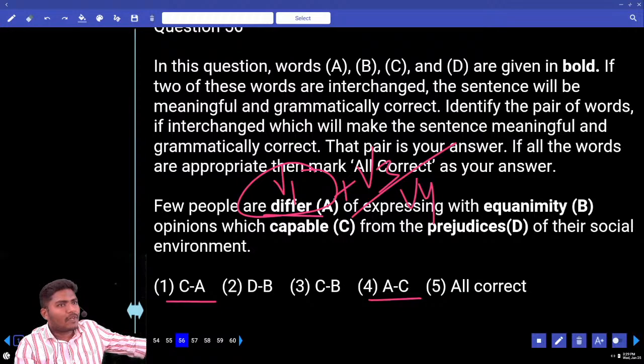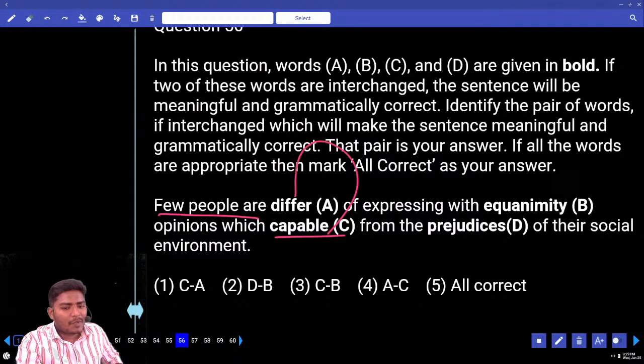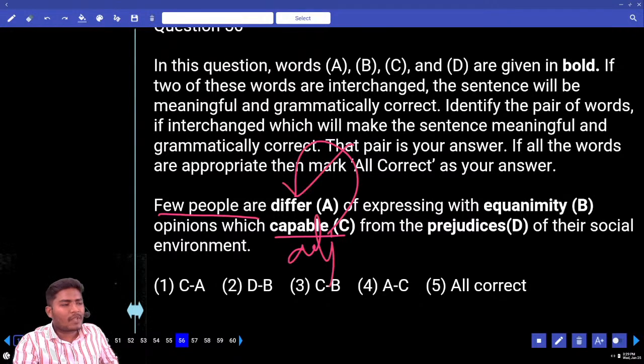Both are the same or different? Your answer is that only. Let us check. What is C here? Capable. Now look at this. Few people are capable of. Capable is nothing but an adjective here. R forms are followed by adjectives also.